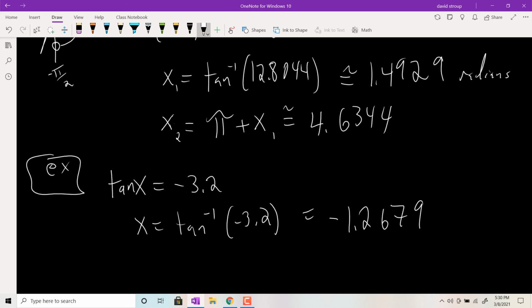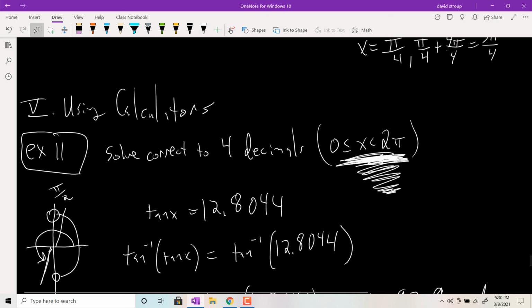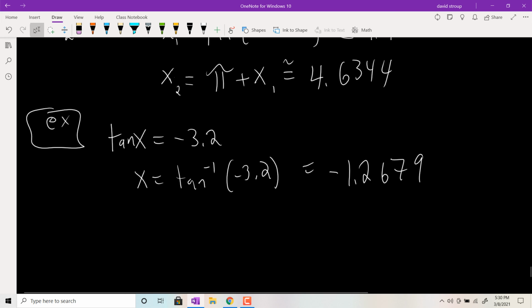1.2679. Okay. We want our answers to be between 0 and 2 pi, and that answer is not even there. So this answer, as it sits, inverse tan is from negative pi over 2 to pi over 2, so it's down here somewhere. What you can do is find the reference angle to work with, and then go after the angles for tangent that are in the second quadrant and the fourth quadrant using the reference angle.